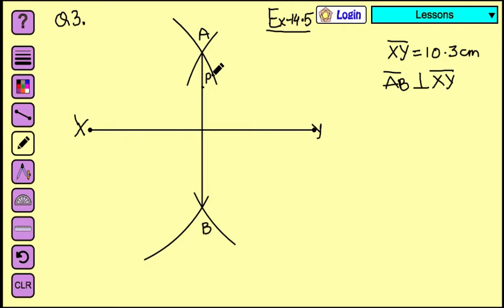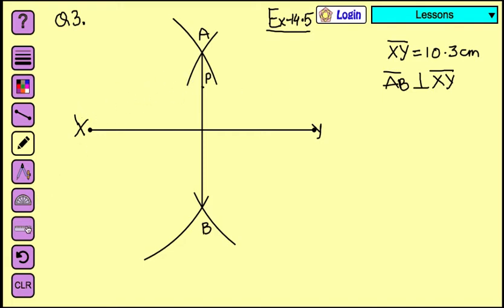Fine. Next, what is it saying? Examine whether Px is equal to Py. Now it's asking whether Px is equal to Py. We have to check it out. Okay, how are we going to check it out? Unless there is no line over here.